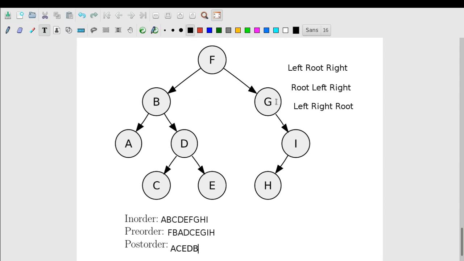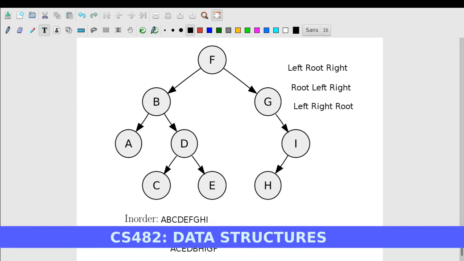This one is right. You need to call left, right, root. Left, right, root. But here you have some nodes remaining, so you need to call left, right, root. So left, right and root. Left, right and root. So root is printed last. That is the case of post-order traversal. So these are the different traversal methods: in-order, pre-order and post-order.